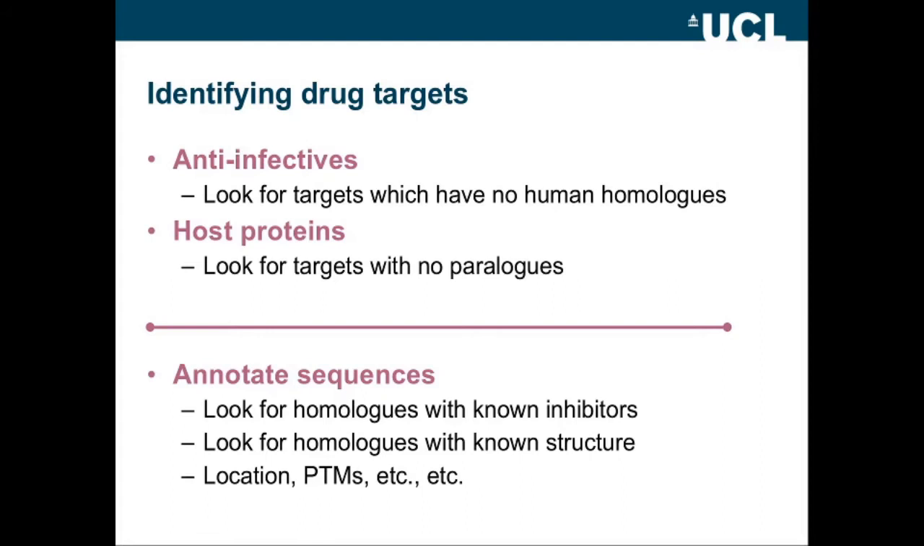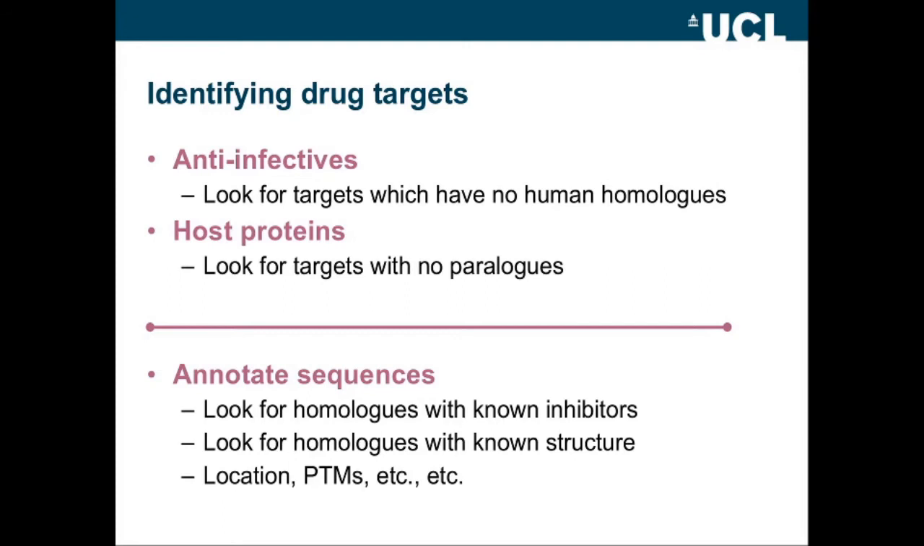What you want to do then is annotate the sequence. You want to look for homologs with known inhibitors, homologs with known structure, the location of the protein, post-translational modifications, and so on. These are all important ideas because although in an ideal world one might find a host protein that doesn't have any paralogs, in practice, as we have seen already, there are lots of targets that are well established and have multiple drugs against them.